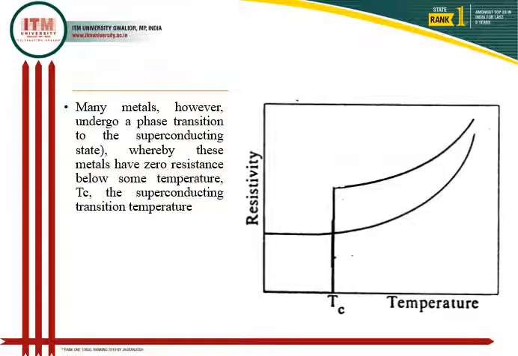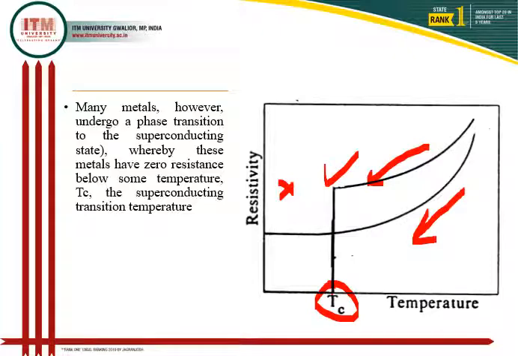The resistivity is continuously decreasing here in both cases, whether it is a metal or a superconductor. But here there is no line after this critical temperature, and this is called the transition temperature. After this there is no resistance, but a metal always has resistance even at lower temperature. So this is the basic difference between metals and superconductors.